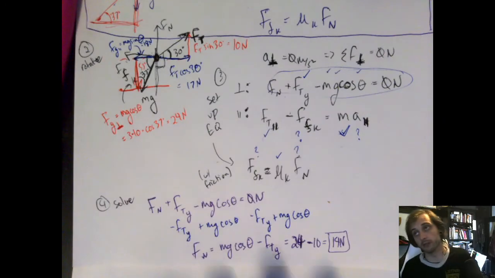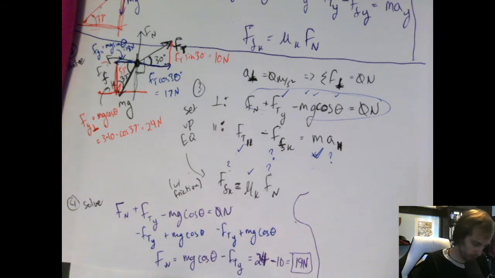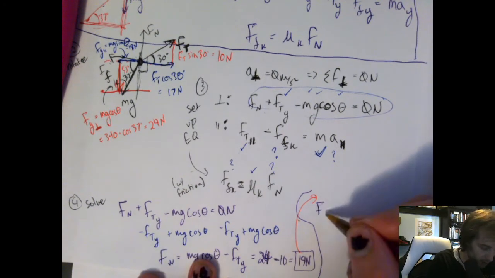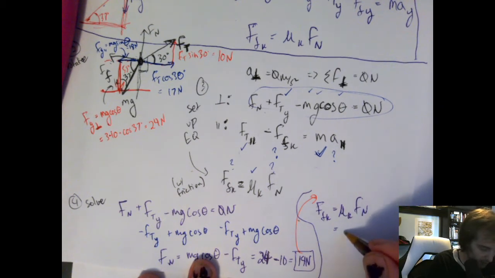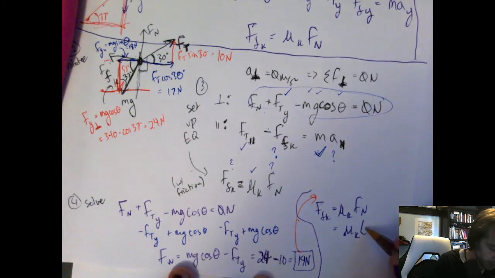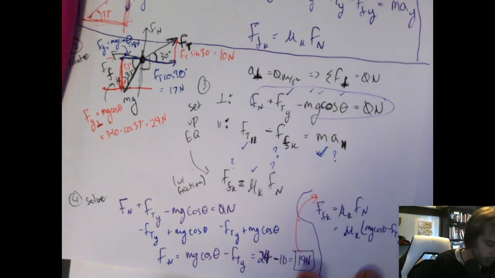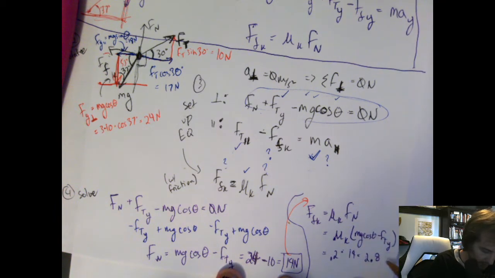So at this point we know our normal force. Now that's not our answer, but it's the next step in our answer, because we can take that and plug it into the equation where force of kinetic friction is equal to mu k times Fn, which in this case is going to be, with the variables, mu k times mg cosine theta minus Fty, or with the numbers, mu is 0.2, so 0.2 times 14, which is 2.8.